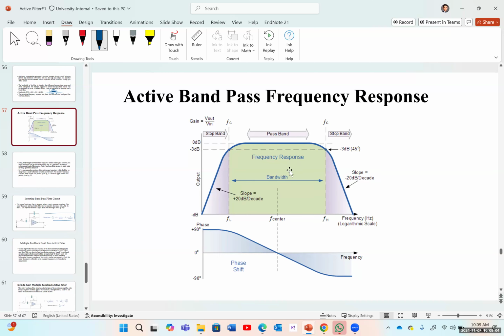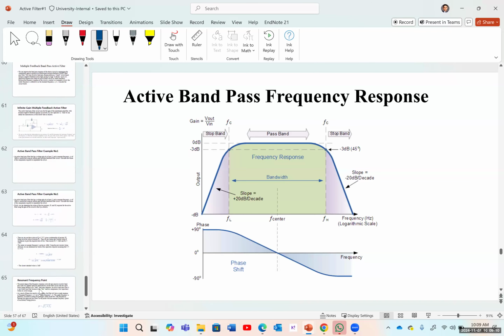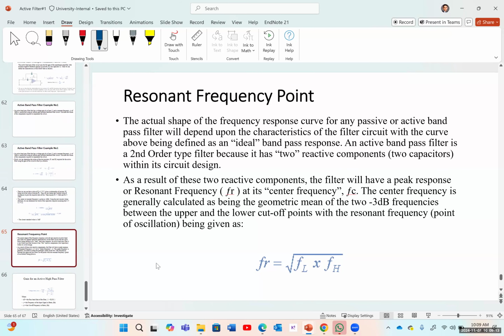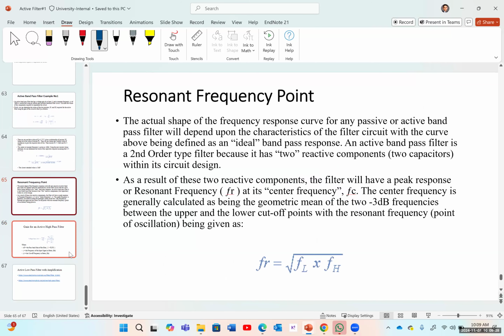Phase is going to go to 0. And the center frequency is an important subject for us. And the way that we want to determine this center frequency, we can use this equation. FR is going to be the square root of FL times FH. Lower frequency times the higher frequency. So the center frequency is generally calculated as being the geometric mean of the two -3 dB frequencies between the upper and the lower cutoff points, with the resonant frequency or point of oscillation being given as follows.